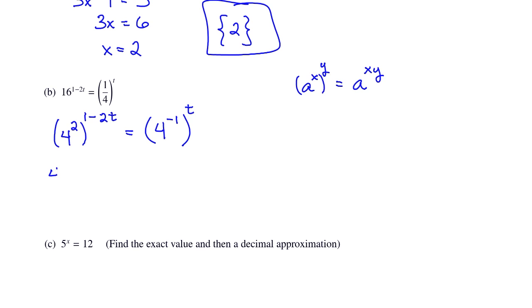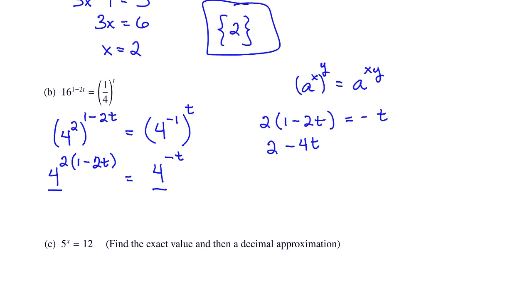So we get 4 raised to the 2 times 1 minus 2t, and that's equal to 4 raised to the negative t power. Since the bases are now the same, then the exponents must be the same. So we get 2 times 1 minus 2t is equal to negative t. Distribute the 2. We get 2 minus 4t is equal to negative t.